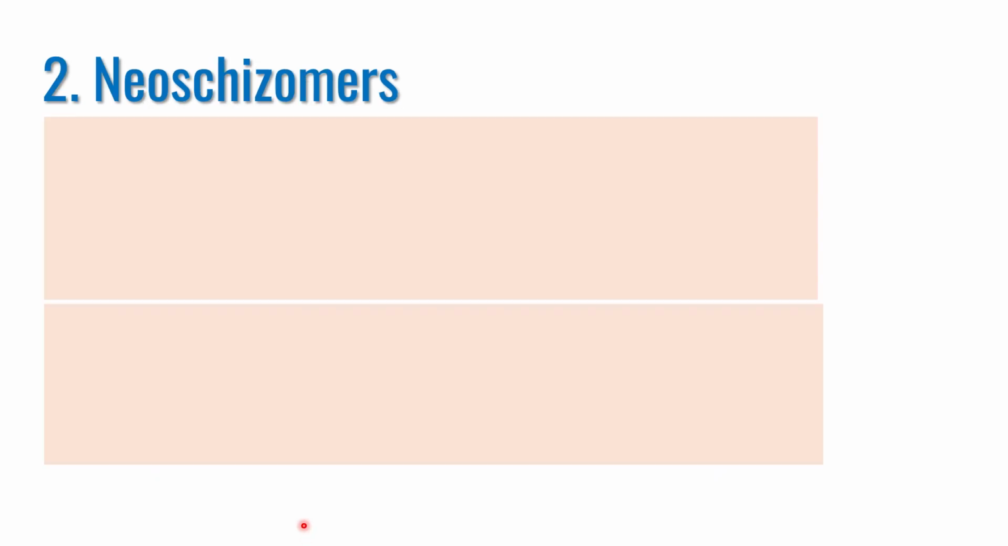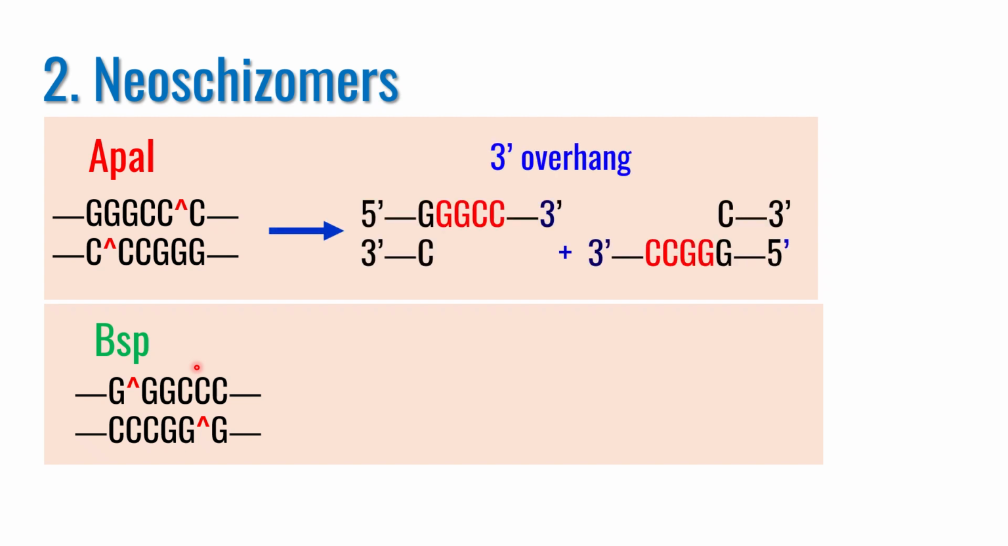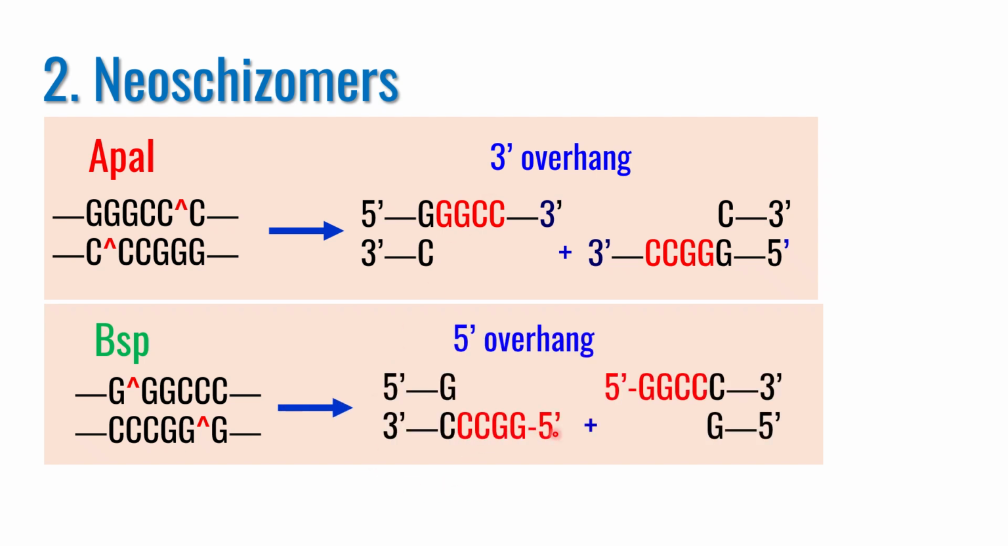So let us discuss neoschizomers. Neo means different, schizomers means cutting pattern. I have selected two examples, ApaI and BspI. The similarity is they recognize the same restriction site. Sequence is same here and here. There are three different points about these enzymes. First one is the source is different. Second, they function in different reaction conditions. Third, they produce different cutting patterns. ApaI produces 3' overhang, whereas BspI produces 5' overhang.